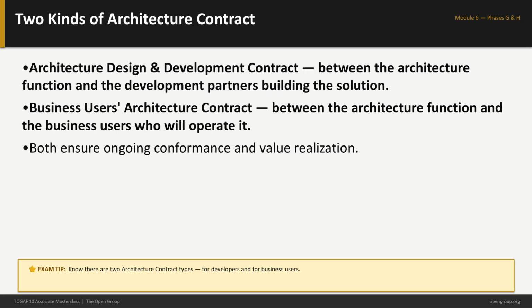There are actually two kinds of architecture contract, and the exam may test that you know both. The first is the architecture design and development contract, that's between the architecture function and the development partners who are building the solution. The second is the business user's architecture contract, that's between the architecture function and the business users who will operate the solution once it's delivered. Both serve the same underlying goal: ensuring ongoing conformance to the architecture and the realization of the intended value. So remember, two architecture contract types, one for the developers, one for the business users.